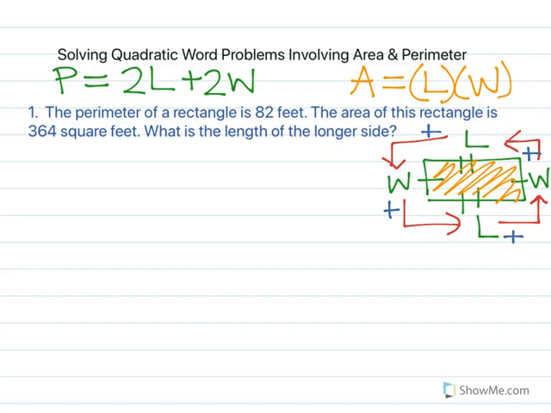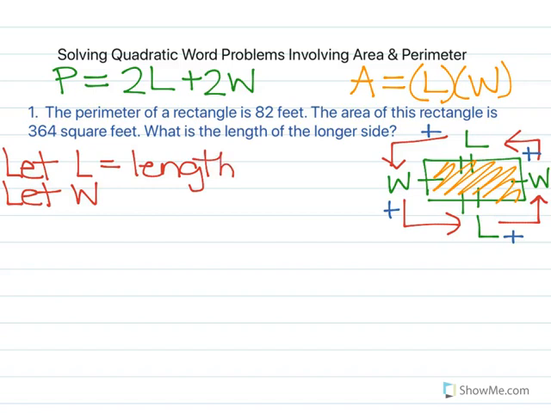Before we dissect the word problem into our equations, we always start with let statements so that we can define the variables and give them meaning. We're talking about the sides, and we're always going to use L and W. It's just easier if we all stay consistent. So L will be the length and W will represent the width.